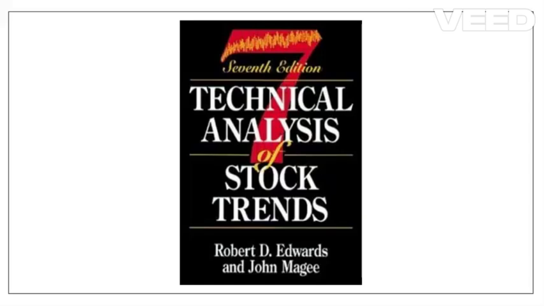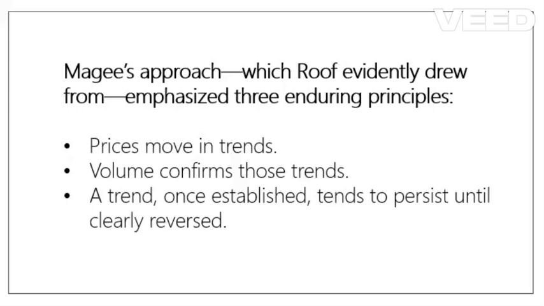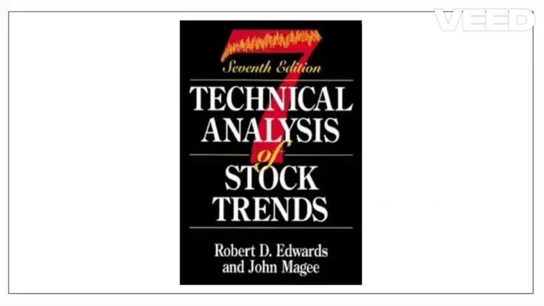McGee's approach, which Roof evidently drew from, emphasized three enduring principles. 1. Prices move in trends. 2. Volume confirms those trends. 3. A trend, once established, tends to persist until clearly reversed. Large sections of the book teach how to draw and interpret trend lines, channels, and reversal patterns such as head and shoulders, triangles, and rectangles, all supported by real-world price, volume behavior. From what I understand, this classic text has later editions edited by W.H.C. Bassetti.